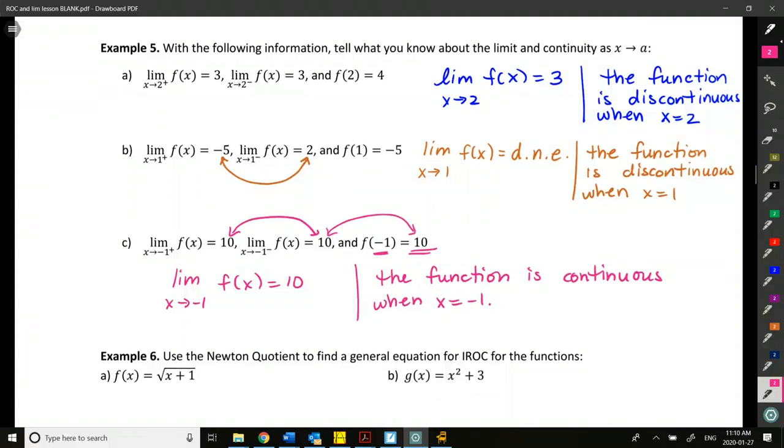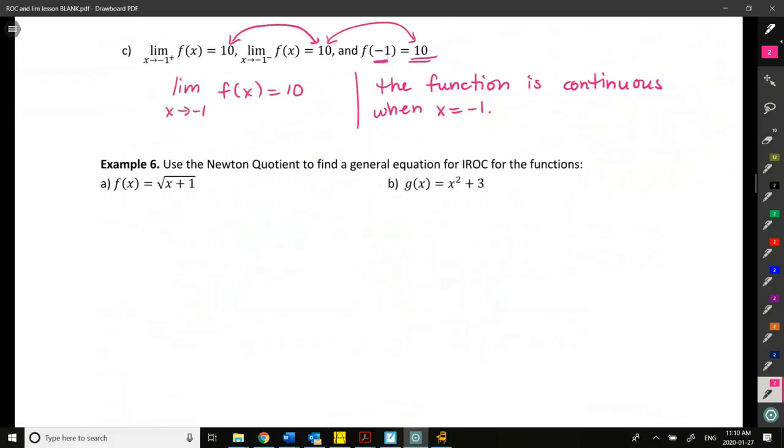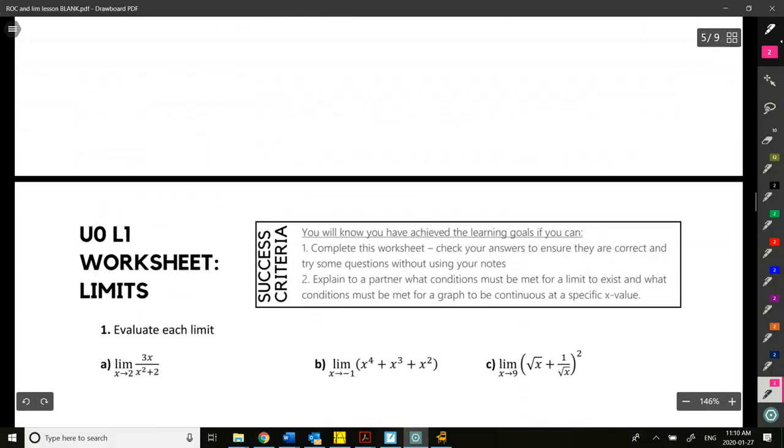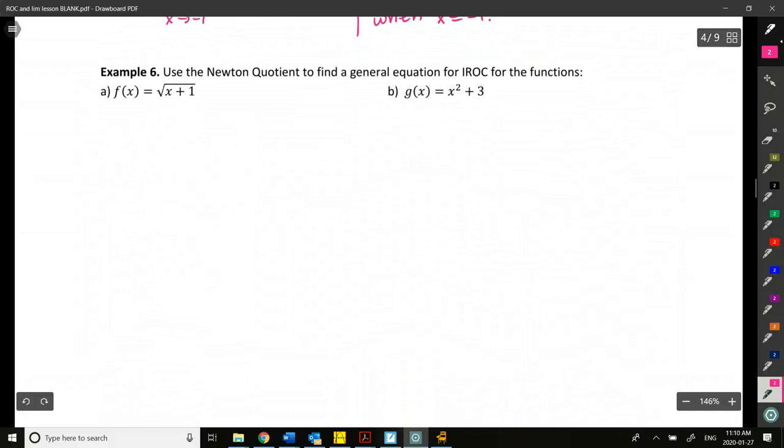Make sense? So all three things need to be equal for the limit to exist and for it to also be continuous. Okay, cool. So we're going to switch gears. We're going to do a couple examples in the Newton quotient. You guys will have a few minutes at the end, hopefully, to do a couple of your own questions.